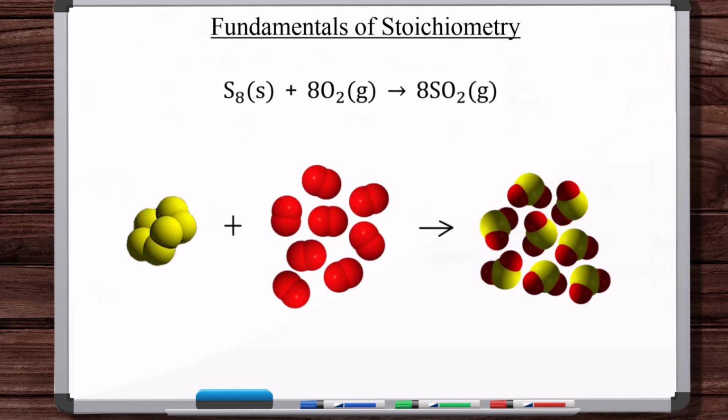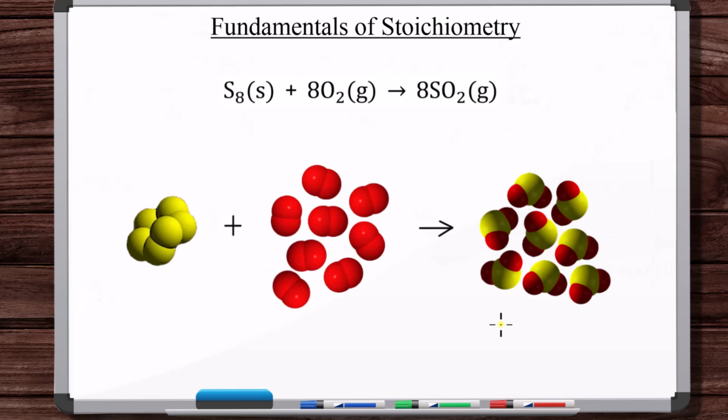We can look at this visually. You have a single S8 molecule with 8 sulfur atoms. This interacts with 8 O2 molecules. Then the chemical reaction takes place. Bonds are broken, atoms get rearranged, and what's produced is these 8 SO2 molecules. These 8 sulfur atoms are all accounted for, and these 16 oxygen atoms are all still there. The chemical reaction took place, and you got this new chemical compound.